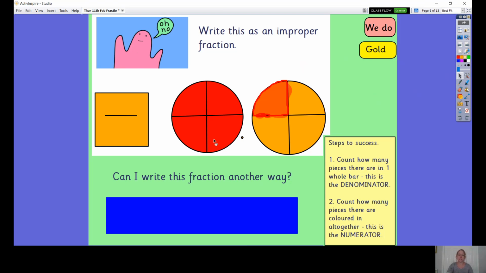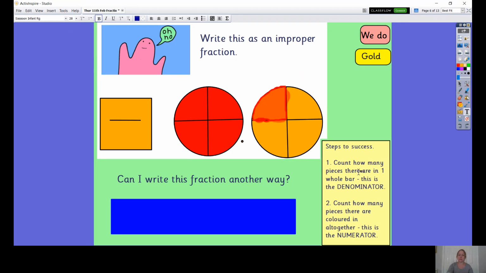Okay, so once again, each wheel is broken into 4 pieces. So each whole, how many pieces are there in one whole bar? So each whole is broken into 4. So I'm going to put 4 on the bottom for my denominator. And I can see that there are 4 coloured in here and 1 more there. So that's 5 altogether. So 5 goes on the top.